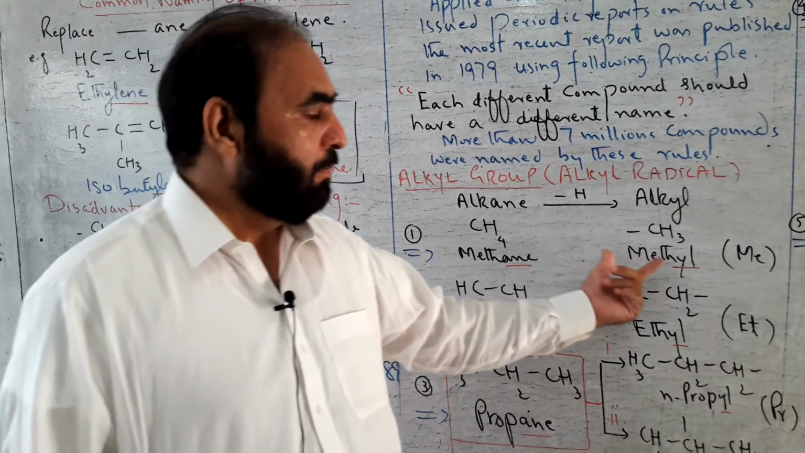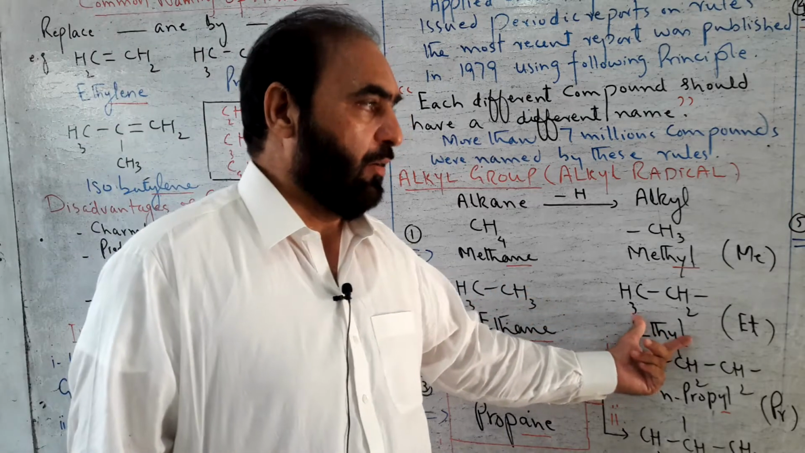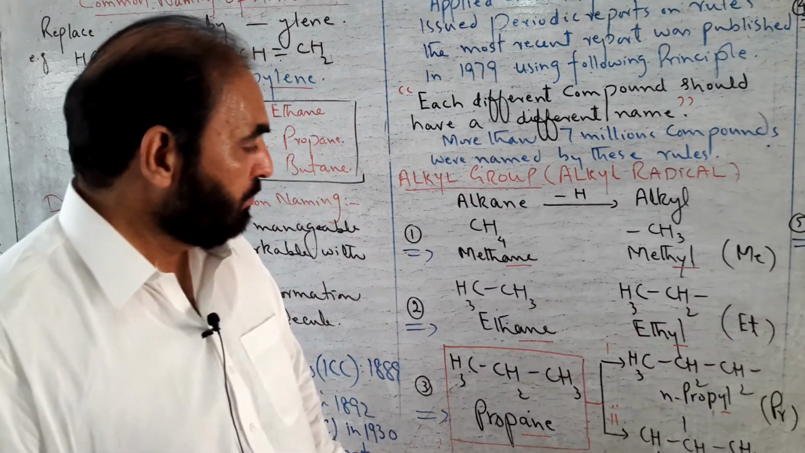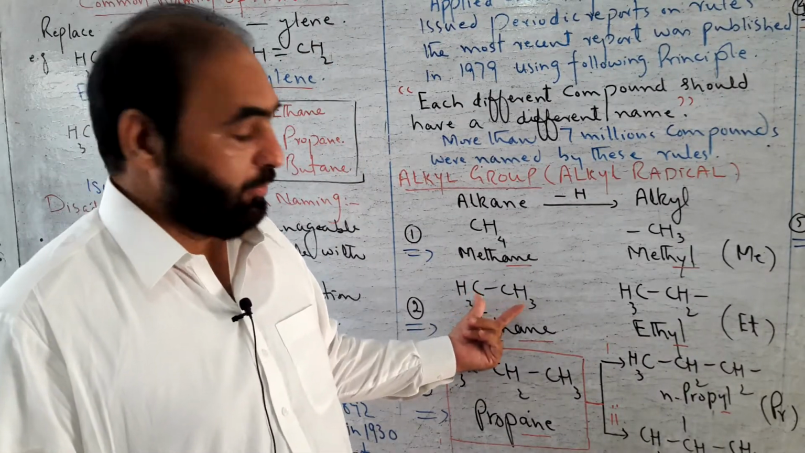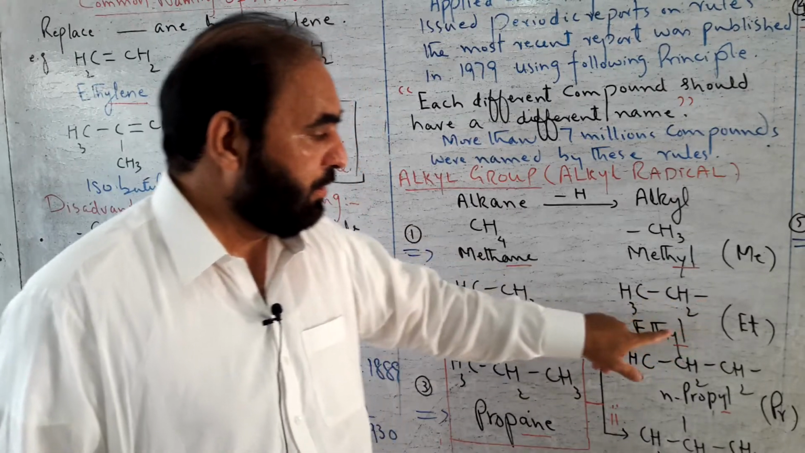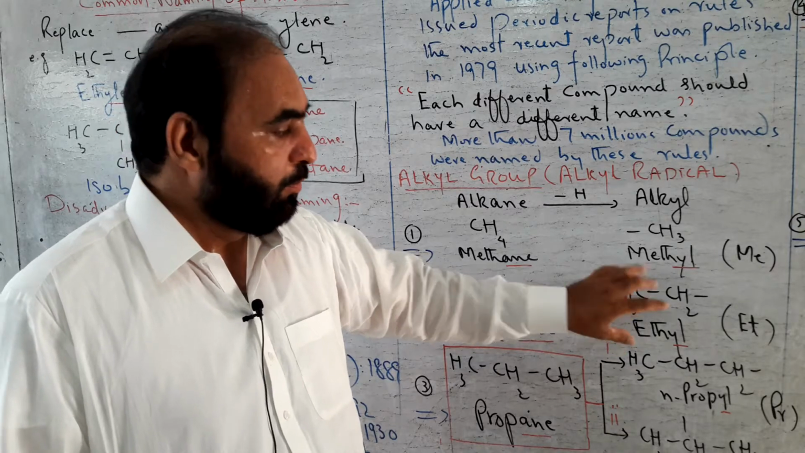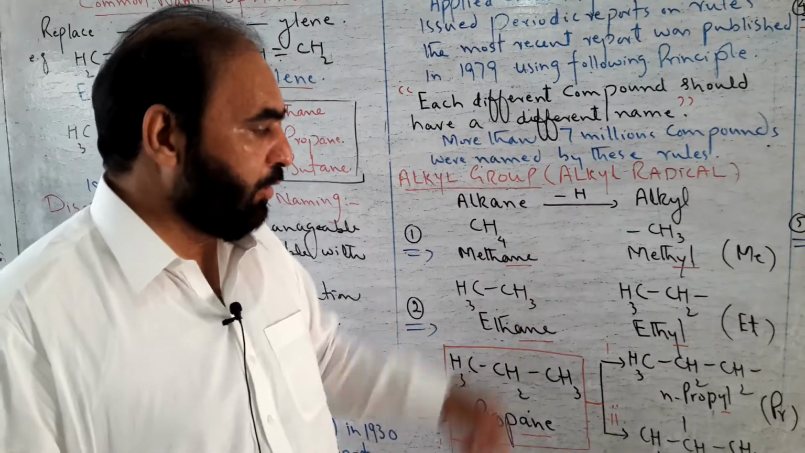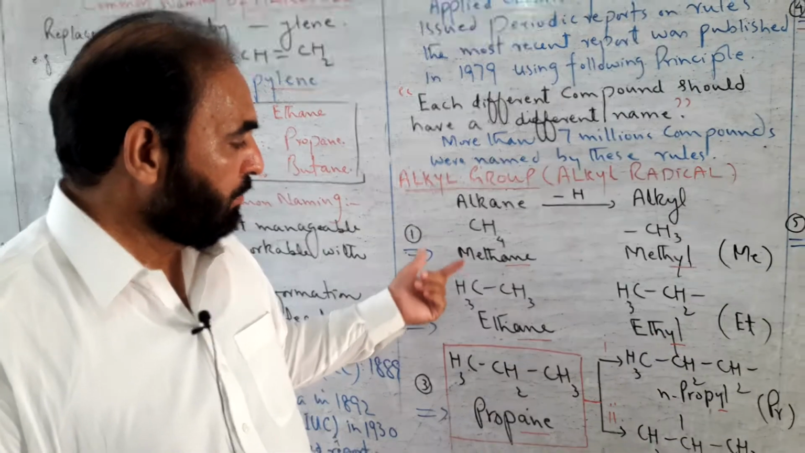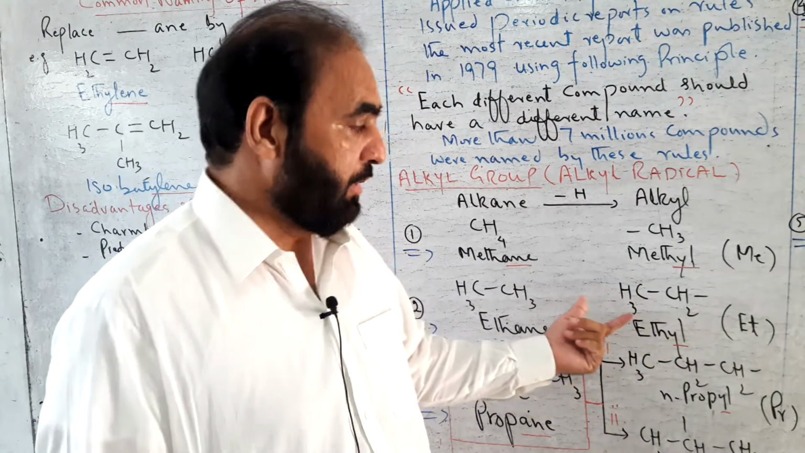Methane gives methyl. Ethane gives ethyl when we have removed one hydrogen atom from any of the two carbon atoms. Either this carbon shows open valency, or we can show open valency of this carbon atom. In both cases, the alkyl group has name ethyl. So from ethane, we get a small alkyl group, ethyl.